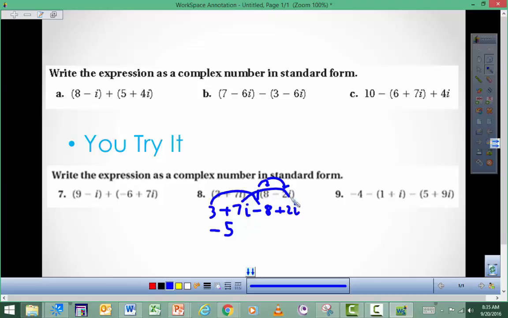Alright, now 7i and 2i gives us 9i. And remember, when we're writing things in standard form, we write the real part first and then the imaginary unit part. Keep them separated. So that's why we have this written this way.